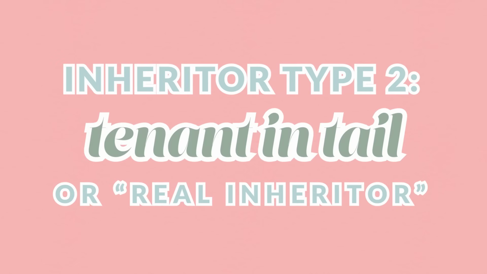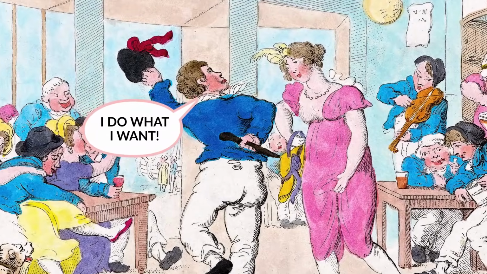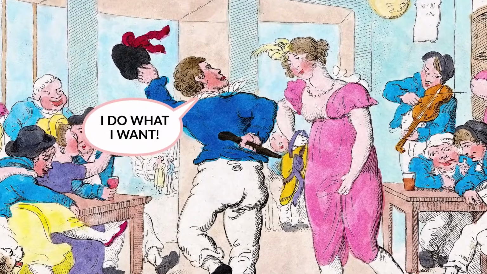The second type of inheritor is called the tenant in tail, or as I like to call them, the real inheritor. Because basically, when this person inherits, they really own it for real. Once they're 21 years old and they have, in fact, inherited the estate, they can do whatever they want. They can sell it, they can burn it down, they can leave it to their housekeeper. Basically, it belongs to them and it's no longer under the protections of the entail.